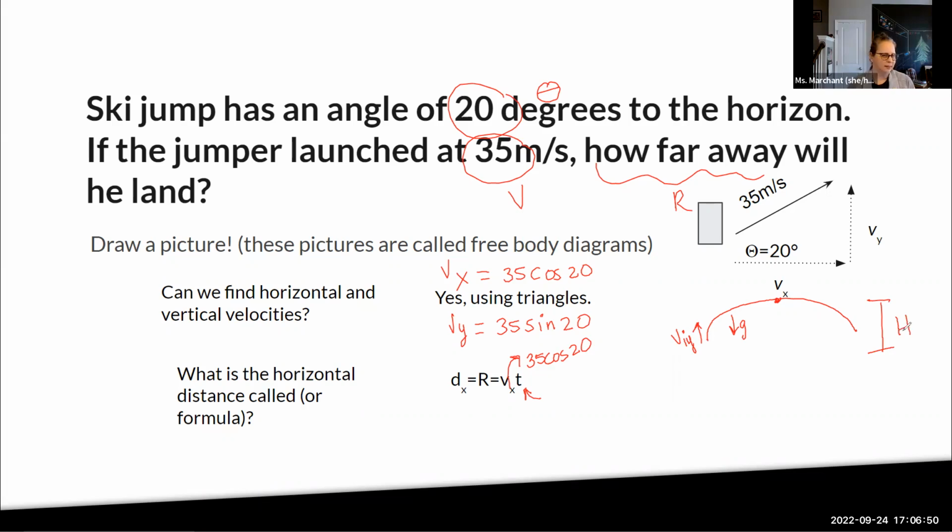Did they give me a height? They did not give me a height. That could have been one way for me to find the time, is using the height there. But I also know that this velocity final in the y is 0. So let me pull up what are all those equations that we had before. Velocity final equals velocity initial plus AT.